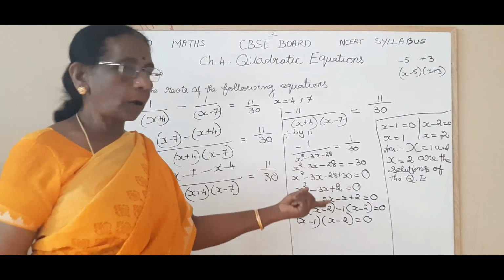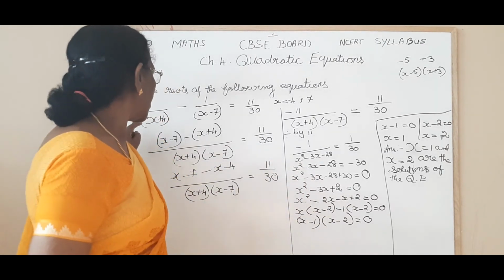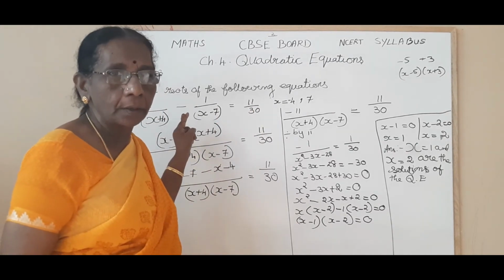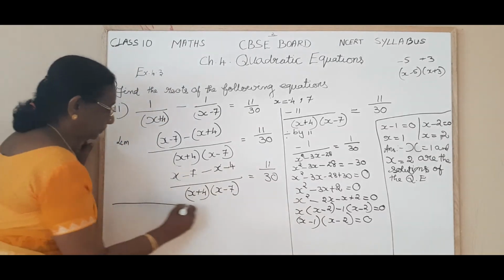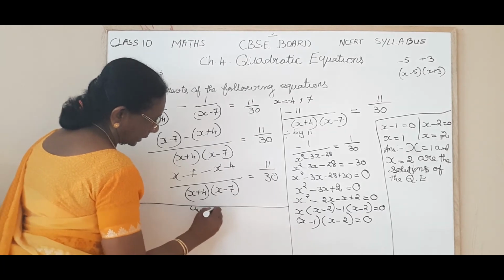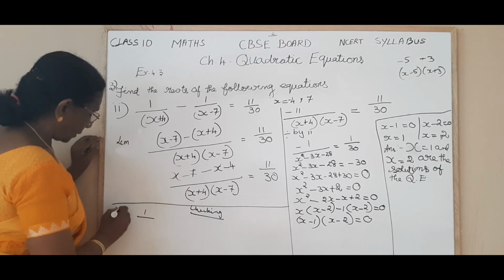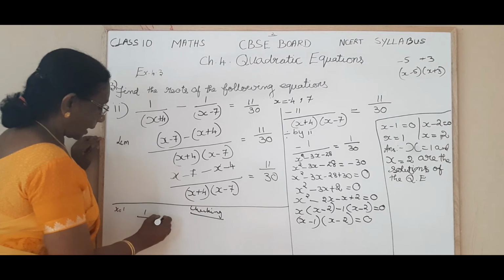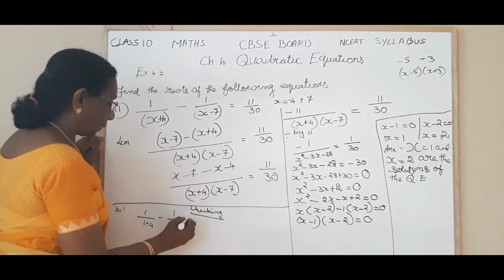And now you can check also whether your answer is correct or not. You have to substitute in the first equation, in the given equation. Shall we check? I'll just check here. Checking. 1 by, when x is equal to 1, 1 by 1 plus 4 minus 1 by 1 minus 7 is equal to, what do we get?